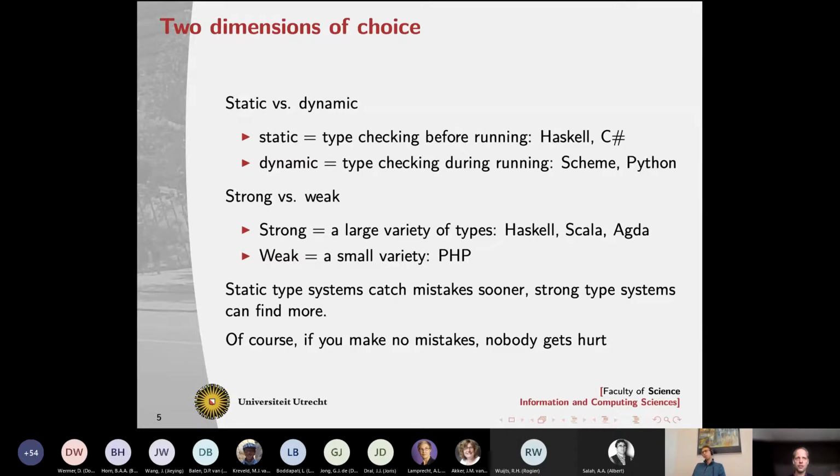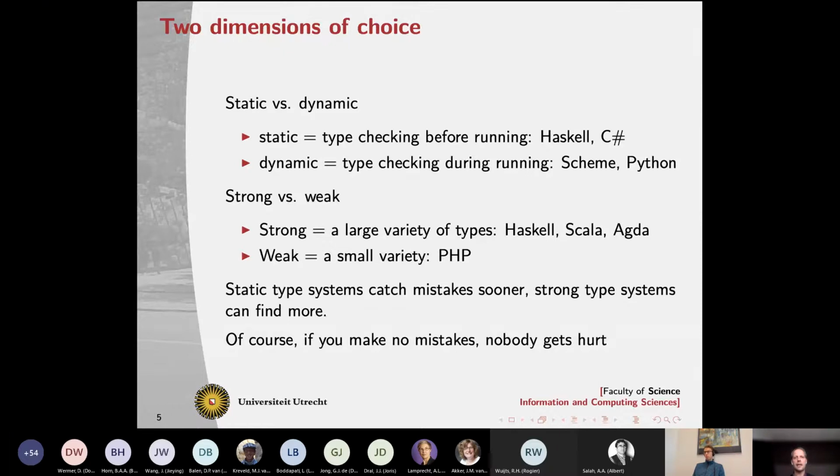There's also the distinction between strong and weak. So in a strongly typed language, you have a large variety of types. So you have a very refined type universe. Haskell, Scala, and Agda are examples of such languages. But Java and C# are also not that bad. Not as strong as these languages, but still quite strong. If we talk about really weak languages, then we have PHP, where basically everything is compatible with everything else, almost.